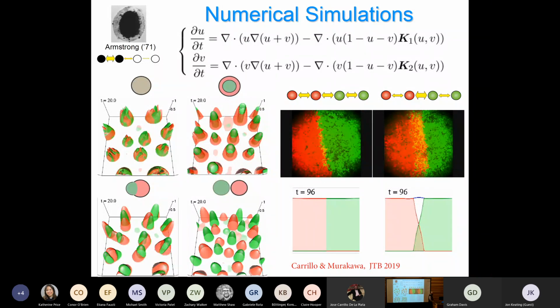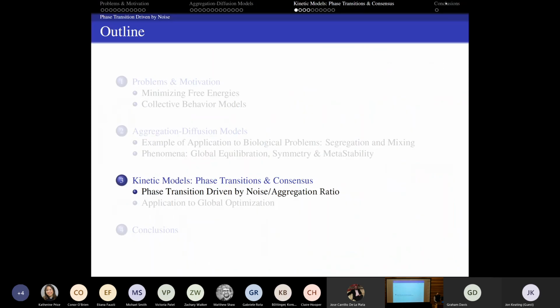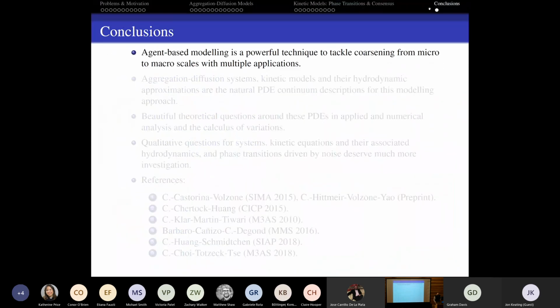So with this, I think this is more or less what I wanted to tell you, because I think I'm almost over time. And just to tell you as a conclusion, let me just jump to the conclusions. Agent-based modeling, which is our particle systems, is from my perspective a very interesting, powerful technique that you can use to go from micro scales to macro scales in many different applications.